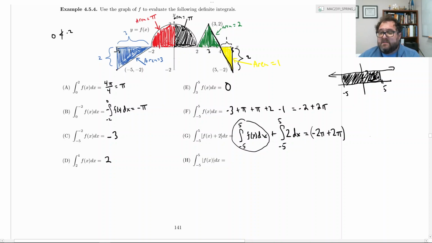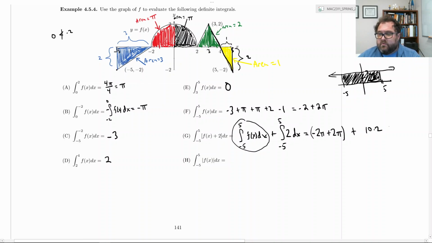What's the base? The base is 10 times the height, which is what? 2. That's base times height, and it's positive because that region is at or above the x-axis. If it was a negative 2, then the answer would be negative 20.